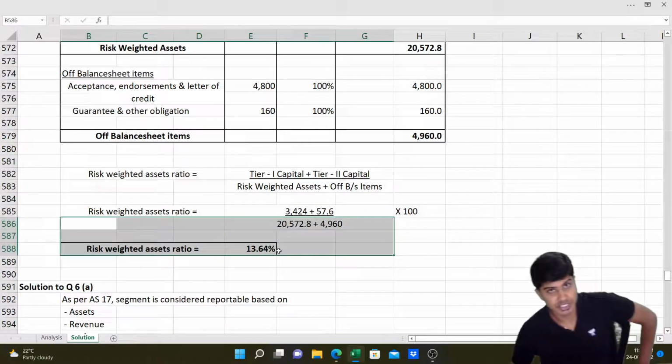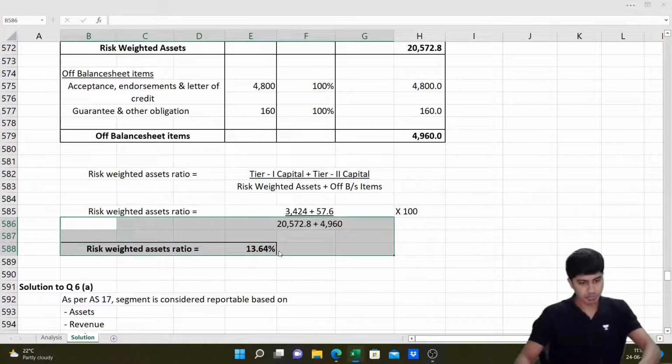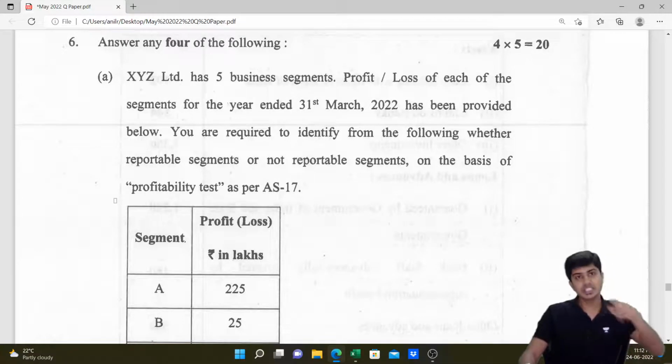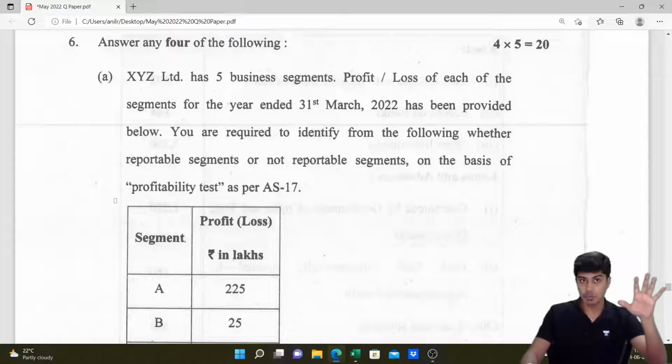We'll go to question number 6 now. Question number 6, what is it about? Oh, this is on segment reporting. In 6, you actually have 5 sub questions of 5 marks each. Basically, it's 25 marks, but you are supposed to attempt only 4 in the exam. However, I will discuss the answer to all 5.